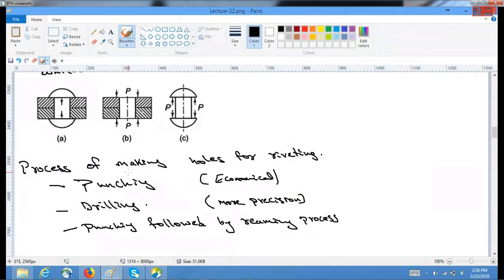as we are discussing the process of making holes, there are three different processes: punching, drilling, and punching followed by reaming. Punching is the most economical one, but in the process of punching, the accuracy may be varying. Further, there can be secondary defects that might be coming out, whereas drilling is more expensive in nature and it gives better accuracies. So when you want quick work, people generally do punching, and if there are any defects, they follow it by the reaming process.